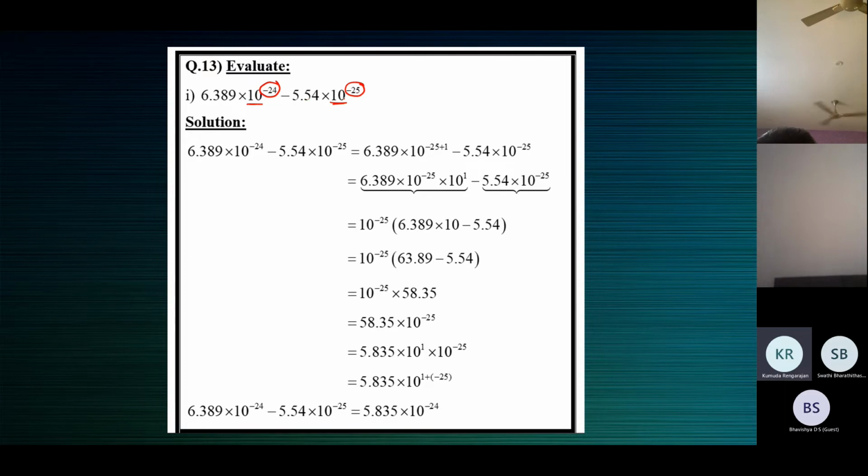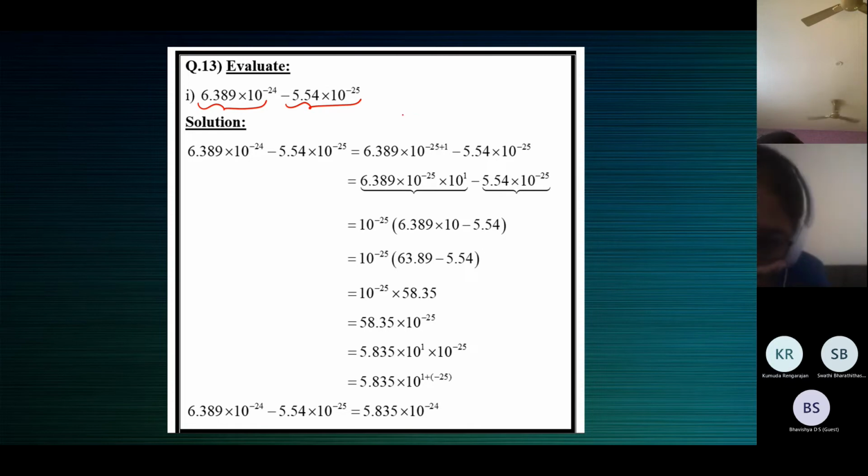That is, you must make something common in the two parts. See, this is one part, this is the other part. You must make something common. We have the powers minus 24 and minus 25, so try to make 10 to the power minus 24 common or 10 to the power minus 25 common. Any one of the two.